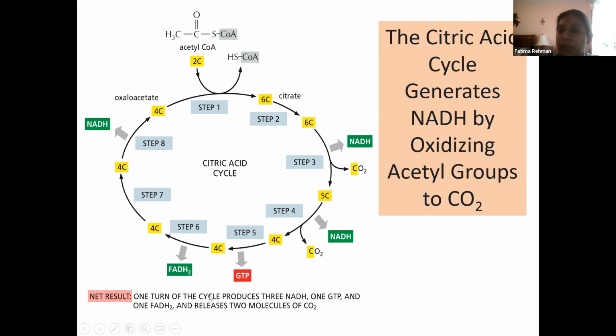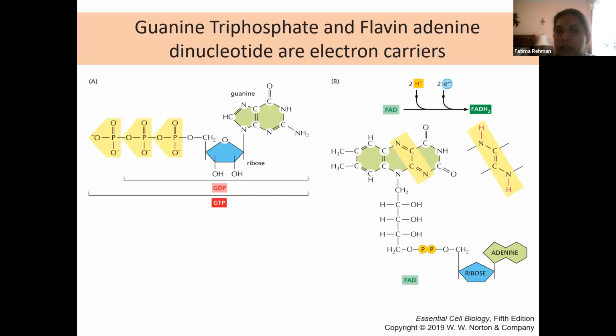You also produce some GTP, which is another nucleoside with triphosphate attached to it. So each time you go through the cycle, you will release 3 NADH, 1 GTP, and 1 FADH. Okay, all these NADH, GTP, and FADH are again activated electron carriers that you're working with.